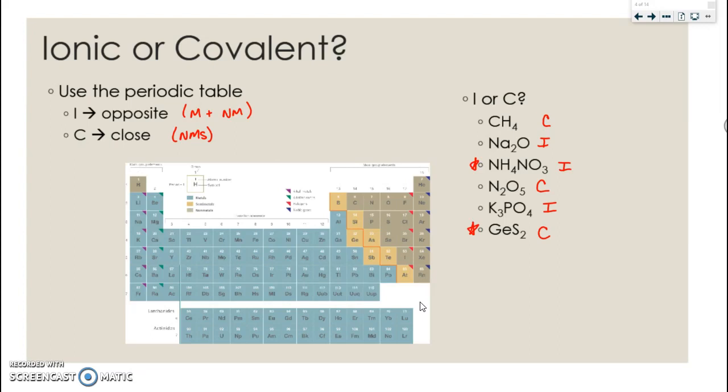I starred 2, the NH4NO3, and the GeS2. Technically, this one here is really composed of all nonmetals, but it's made of things called a polyatomic ion, which we'll be discussing a little bit later. So because they are polyatomic ions, that's an ionic compound. And the GeS2 is starred because Ge is a semimetal. Semimetals usually are covalent as opposed to ionic. Let's move on.